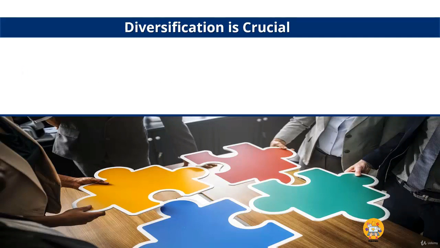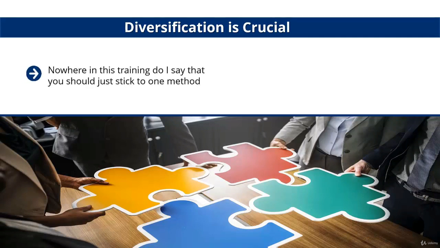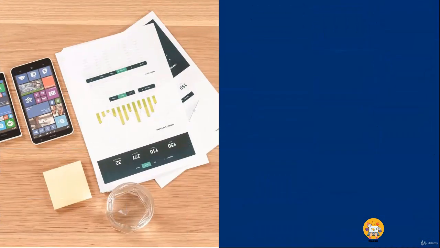Diversification is crucial. Nowhere in this training do I say that you should just stick to one method. At the very least, you should stick to maybe 3 to 5 methods. This way, you will always have a backup if your preferred method, for some reason or another, falls apart. In this game, nothing lasts forever. So do yourself a big favor, make sure that you always have backup sources of traffic for your conversion tools.